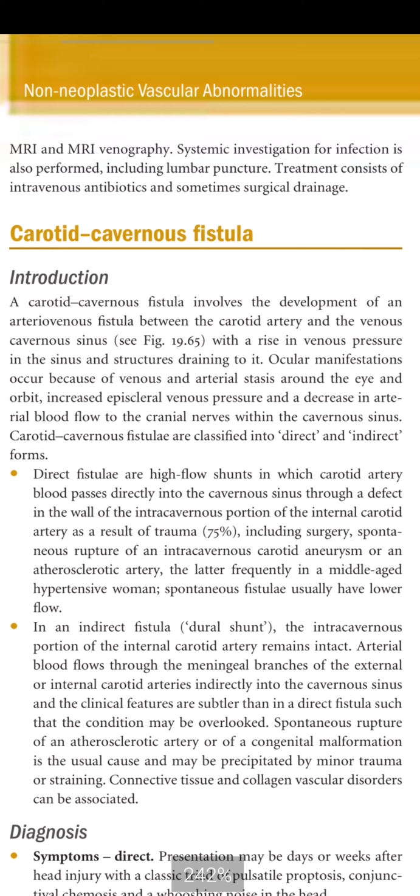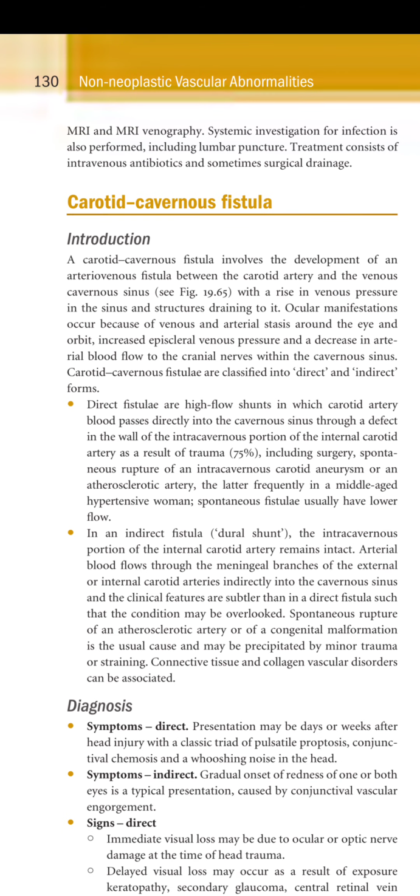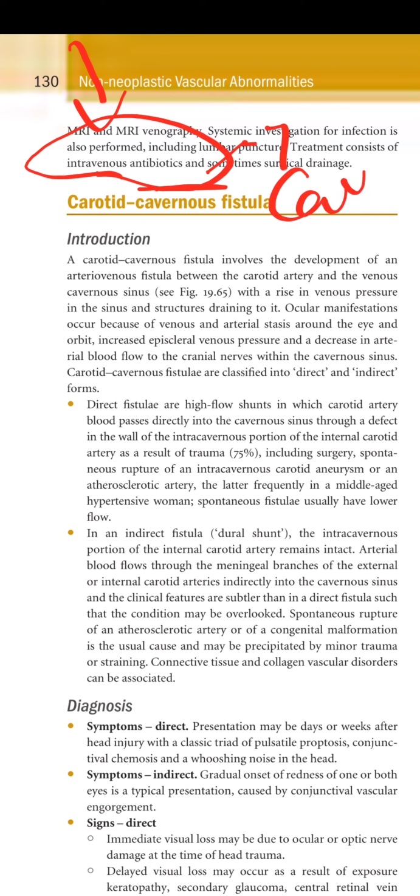Systemic investigation for infection is also performed, including lumbar puncture. Treatment consists of intravenous antibiotics and sometimes surgical drainage. So you can make the diagnosis through MRI, and treatment is with antibiotics because these are basically the causes, the risk factors which cause cavernous sinus thrombosis, like sinusitis, orbital cellulitis, and if still not improving, we can give surgical drainage.